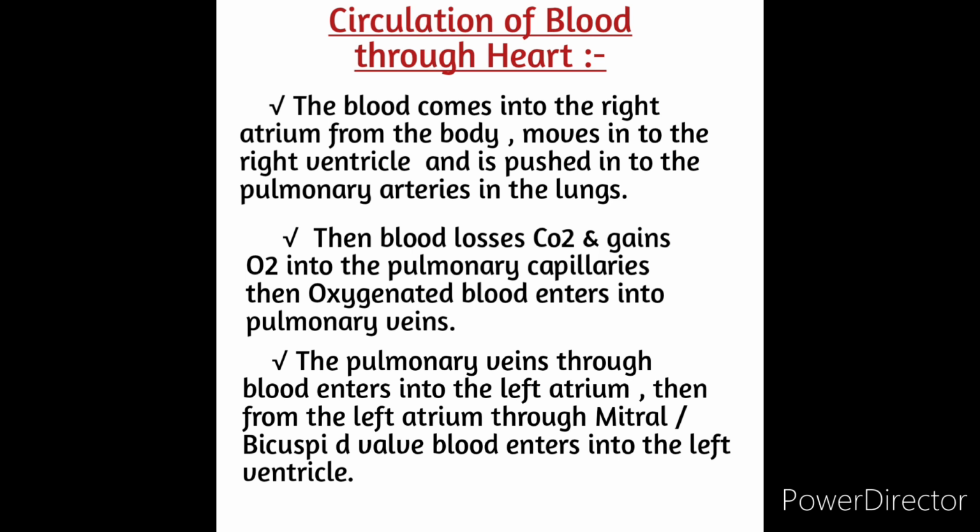Moving on to the topic, friends: circulation of blood through the heart. The blood comes into the right atrium from the body, then moves into the right ventricle and is pushed into the pulmonary arteries in the lungs. Here blood is received from the body into the right atrium, then from the right atrium to the right ventricle. Through the pulmonary arteries, the lungs receive deoxygenated blood.